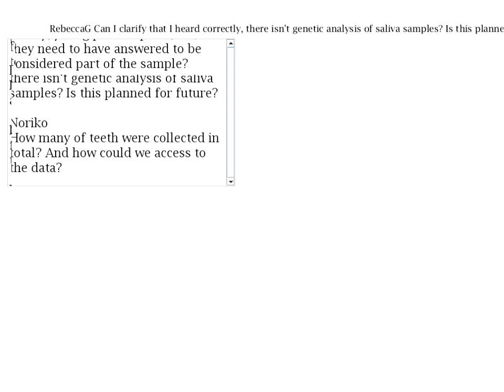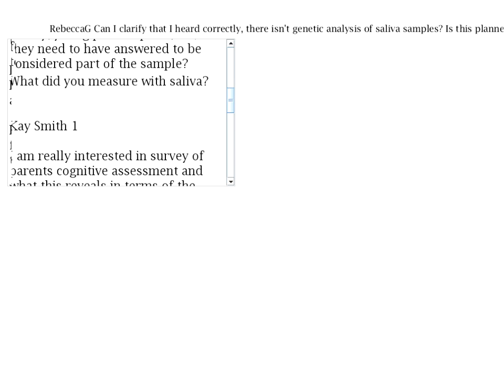There seems to be a comment here saying someone is very interested in the survey of parents' cognitive assessment and what it reveals in terms of the cognitive ability of the young person. Yes, I think this will be a great addition to the data set.